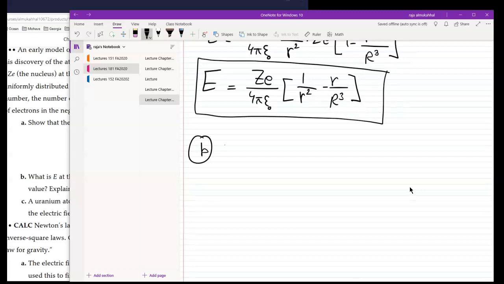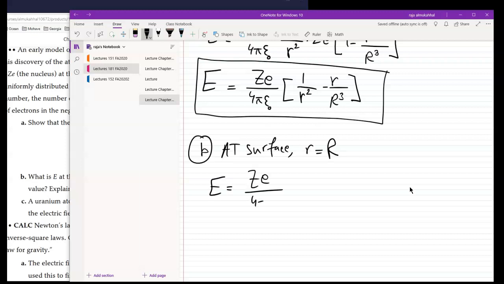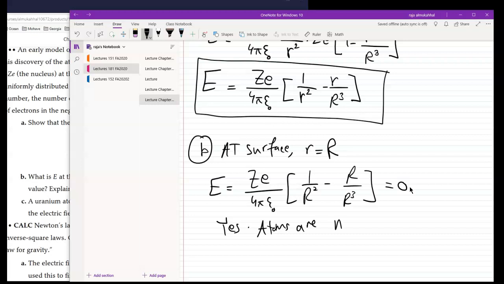So at the surface, that means r equals big R. So all I need to do is to replace small r with big R and see if I get 0. ZE over 4 pi epsilon naught, 1 over R squared minus R over R cubed. Obviously, you're going to get 0, right? And there we go. So it's 0. Is that the expected value? Yes. Atoms are neutral.